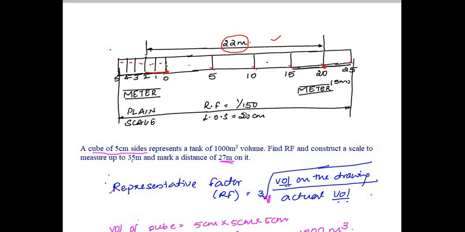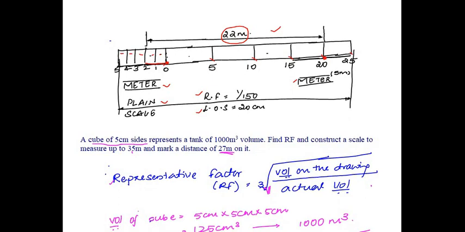So as usual you have to write all these things: representative factor, length of scale, name of the scale, units at the subdivision and units on the main scale. All these things have to be mentioned. So this is how we construct our plane scale. Right, we'll see one more problem. With that we can stop plane scales.